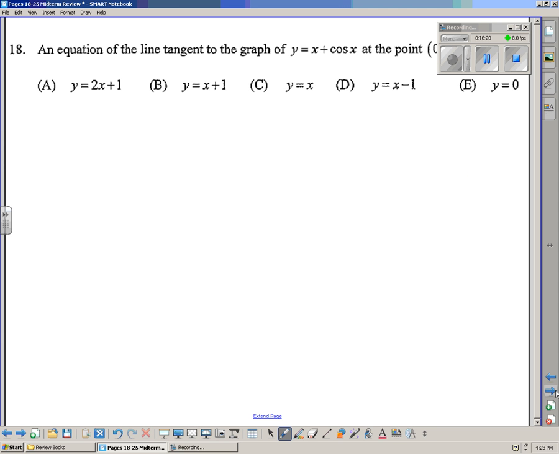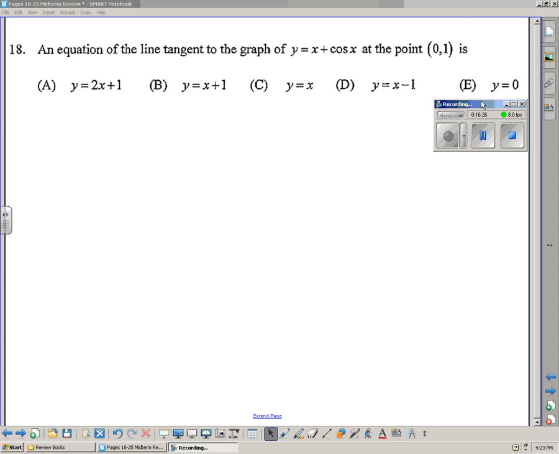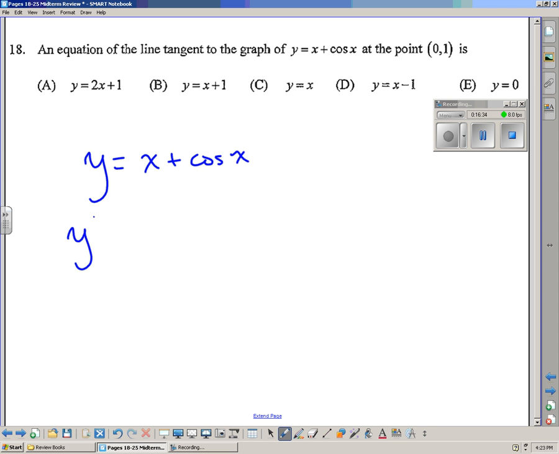We want the equation of the line tangent to y equals x plus cos x at the point (0, 1). So we've done a lot of these problems over the year. y equals x plus cosine of x. We want to take the derivative. This will help us find the slope. So the derivative of x is 1, and the derivative of cosine is negative sine.